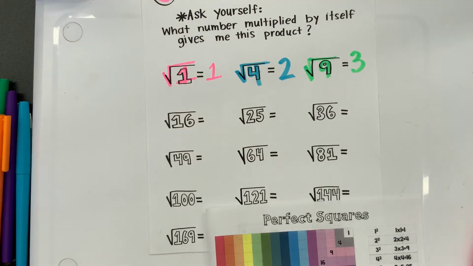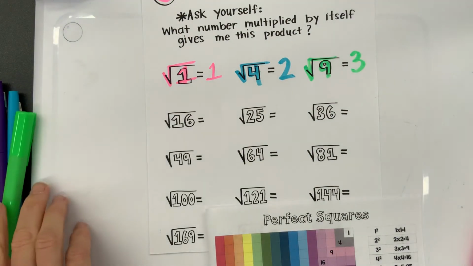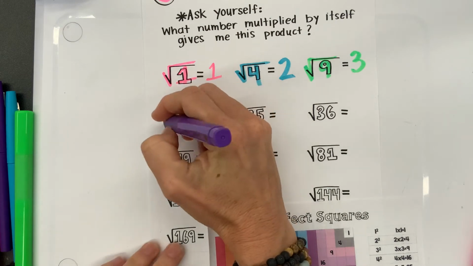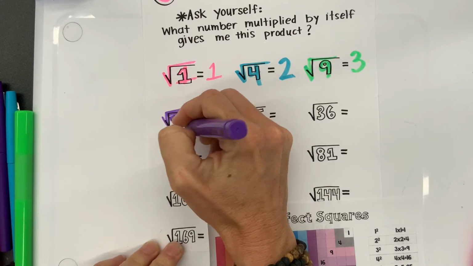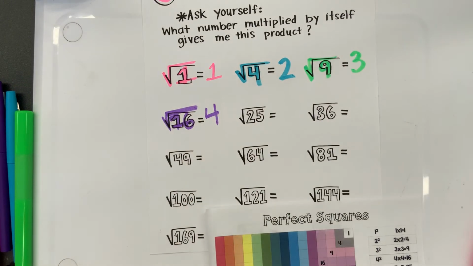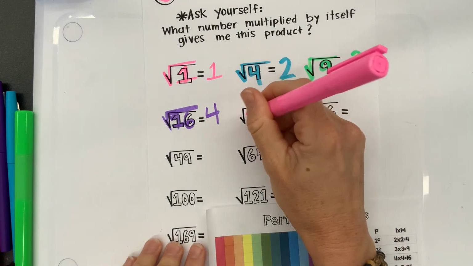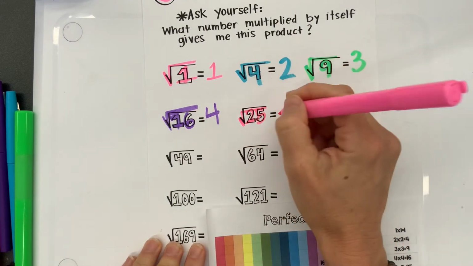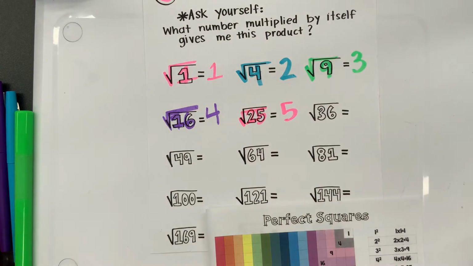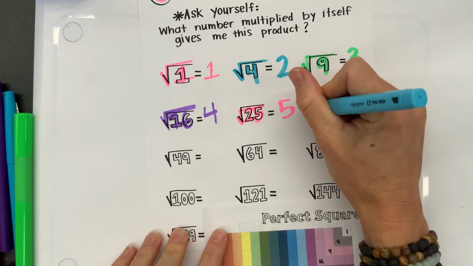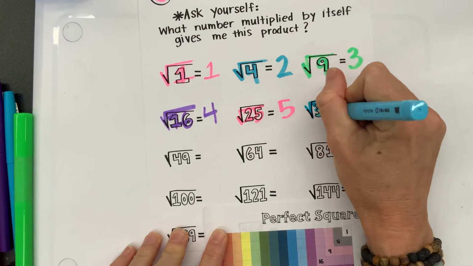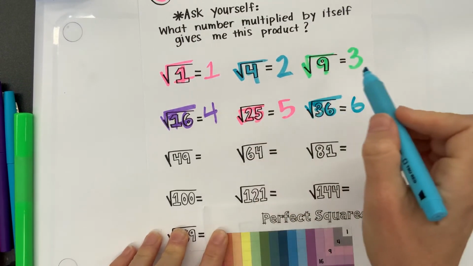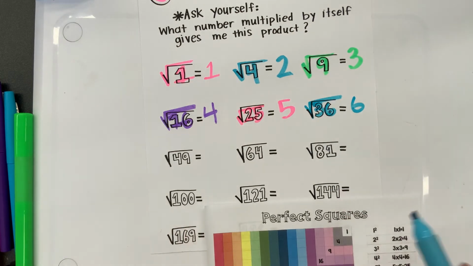Okay, so if we just continue the pattern, what then is the square root of 16? That's going to be 4. What's the square root of 25? That's going to be 5. And you can see that there is definitely a pattern emerging here. What is the square root of 36? Right? 1, 2, 3, 4, 5, 6. So again, it's just being familiar with this numeric pattern.